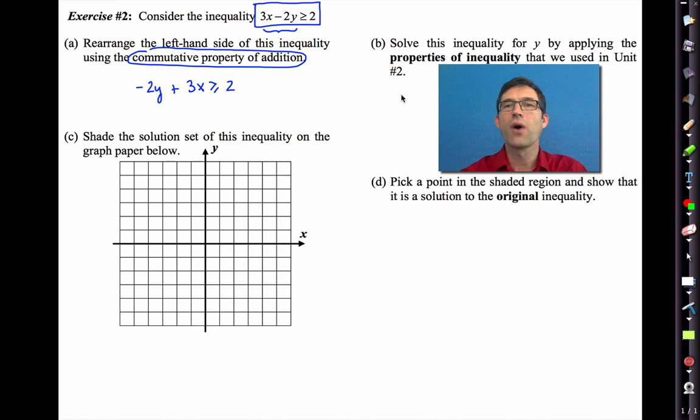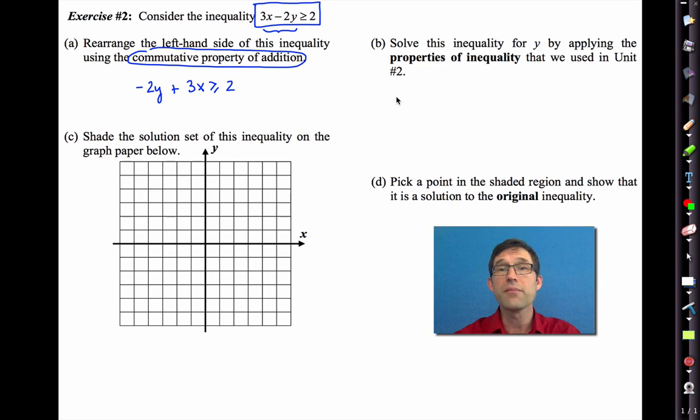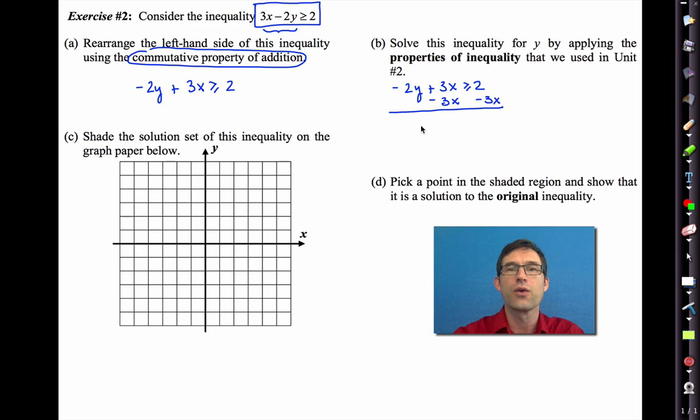Now letter B says solve the inequality, not plot it, but solve the inequality for y by applying the properties of inequality that we used in Unit 2. It's been a little while, but one of the properties of inequality said that we could add or subtract anything we wanted from both sides of the inequality. That's the addition property of inequality, and it doesn't change anything.